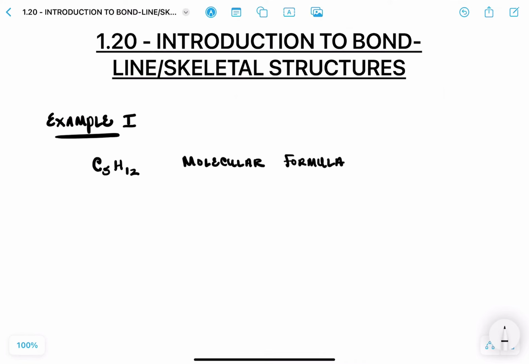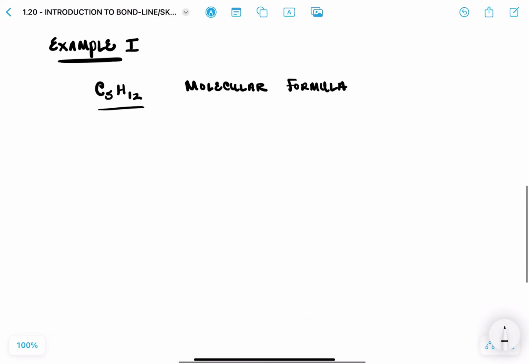In this lesson, we're going to talk about skeletal structures and how to draw them, working our way from an example. So we have here a molecular formula, C5H12. Now, there are multiple different structures that we can make from the molecular formula shown here.